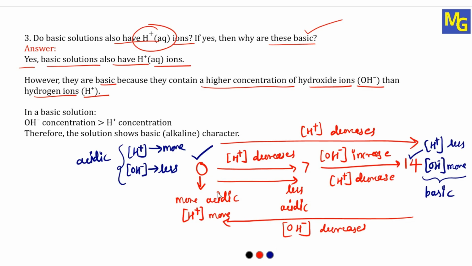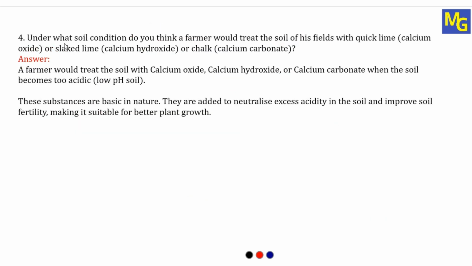Now, see one more sentence which I have written here. In a basic solution, OH minus concentration will be more than H plus ion concentration. Therefore, the solution shows basic or alkaline character. Now, we'll move to the next question. Question number 4 is, under what soil condition do you think a farmer would treat the soil of his field with quicklime, that is calcium oxide, that is CaO, or slaked lime, that is calcium hydroxide, Ca(OH)2, or chalk, that is called calcium carbonate, CaCO3.